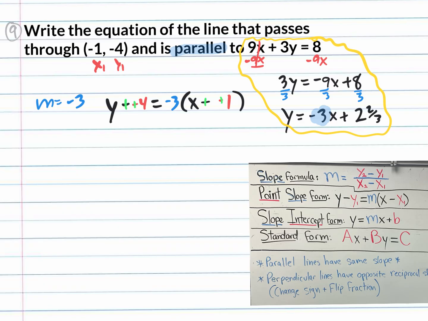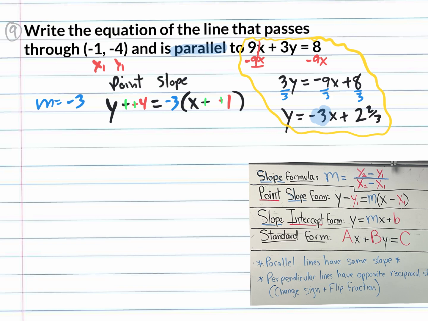Oh, I forgot to write it in slope intercept form. But you know what? Let's just go through all three forms. So this is your point slope. Might as well label it point slope.